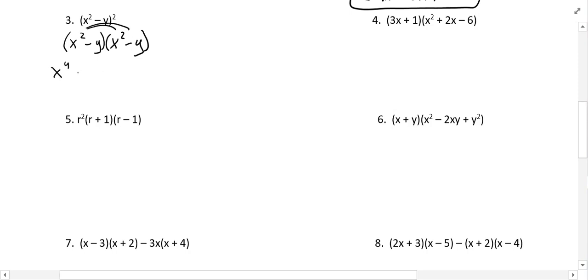I'm going to distribute here, and I'm going to get a negative x squared y. Then I'm going to distribute this inside term, so I get a negative x squared y. And then I'm going to distribute to the last one. So again, negative times a negative is a positive y squared. So now we combine any like terms we have, and we start in standard form, highest exponent first. So I have x to the 4th, and then I have minus 2x squared y, and then a positive y squared by itself.